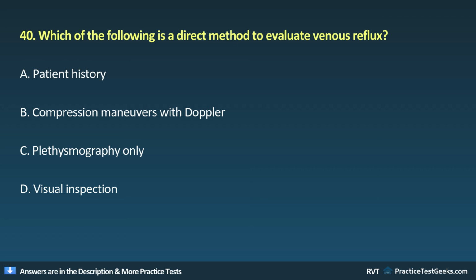40. Which of the following is a direct method to evaluate venous reflux? A. Patient history. B. Compression maneuvers with Doppler. C. Plethysmography only. D. Visual inspection.